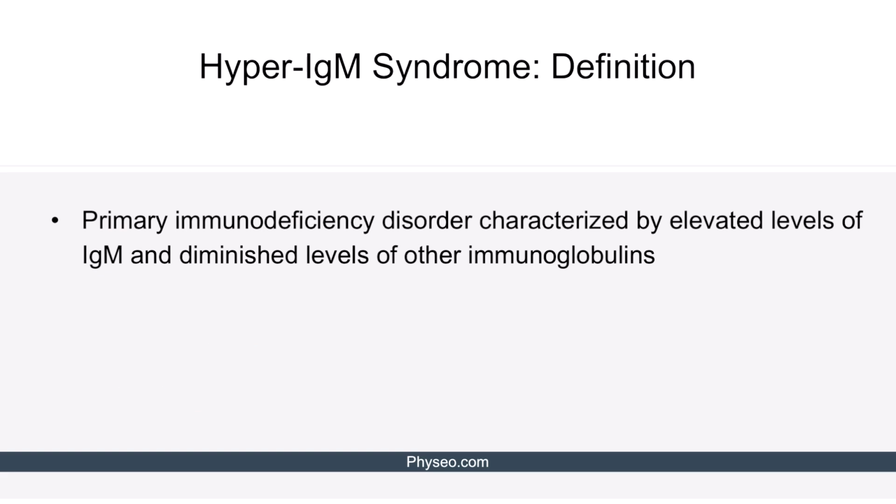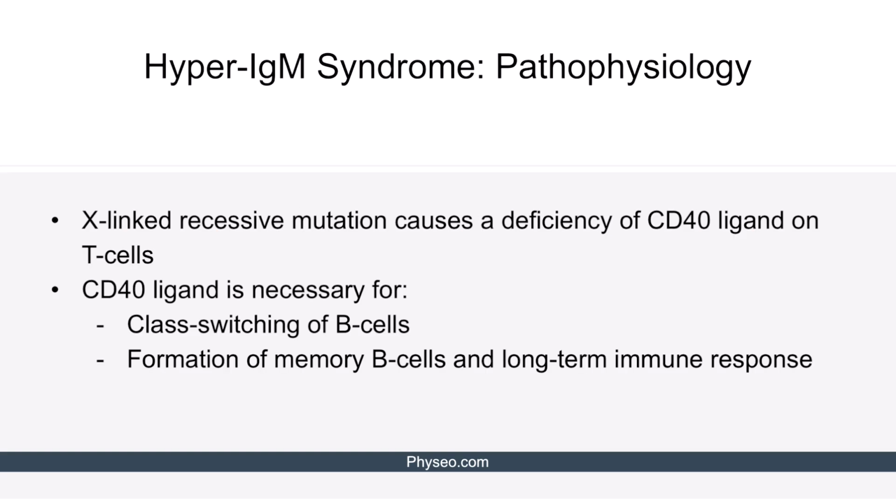Hyper-IgM syndrome is a primary immunodeficiency disorder characterized by elevated levels of IgM and diminished levels of all other immunoglobulins. The pathophysiology of Hyper-IgM syndrome stems from an X-linked recessive mutation that causes a deficiency of CD40 ligand that is found on T cells. At its core, CD40 ligand has two primary purposes. It is necessary for class switching of B cells, and it is necessary for formation of memory B cells, which in turn are necessary for formation of a long-term immune response.